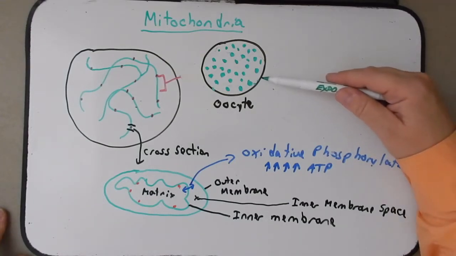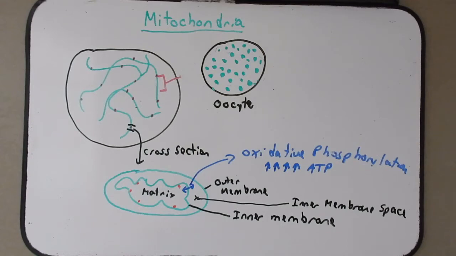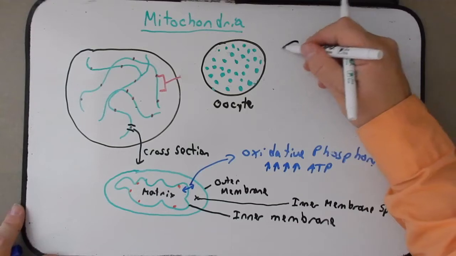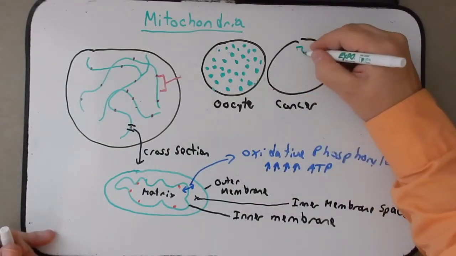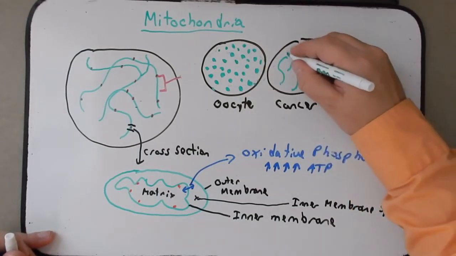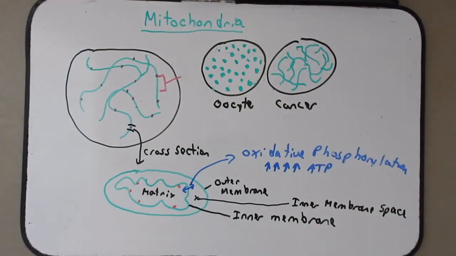In fact, we know if an oocyte has fewer mitochondria in it, the chances of it surviving after fertilization are reduced. We know cancer cells are also chock full of mitochondria. They're not typically going to be spherical like we see there in the oocyte. These will be more classically shaped. But they're going to be all over it. Again, the theory is that the mitochondria provide that energy necessary for that uncontrolled growth that is characterized by cancer.